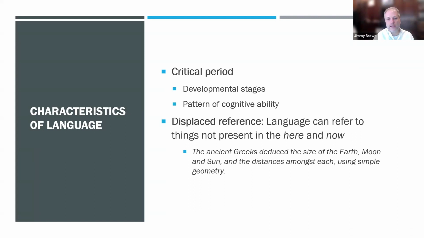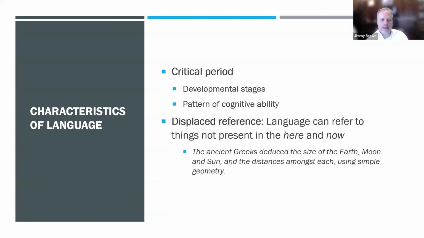There are some critical periods for developing language. Children at a young age, if they do not get exposed to it at certain times, would not really get it. There's a pattern of cognitive ability. The smarter you are, the more you can understand from the language.